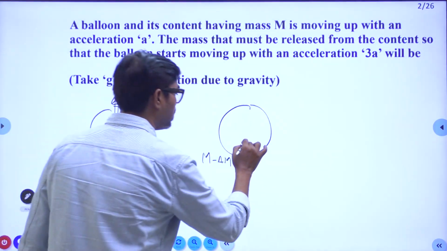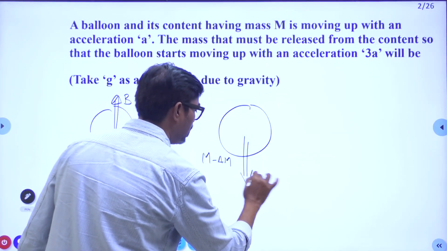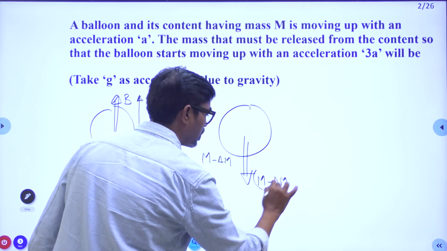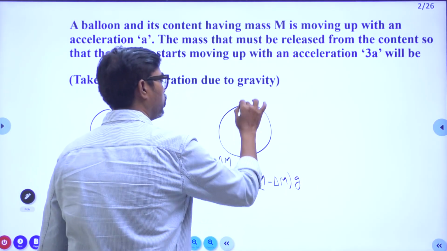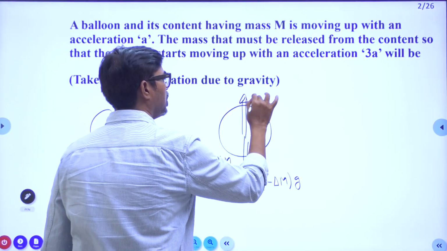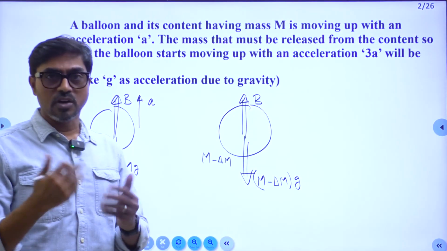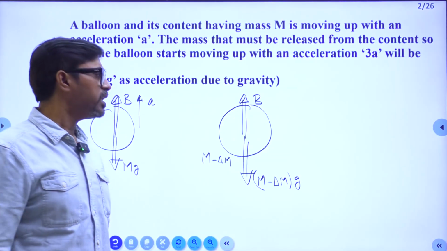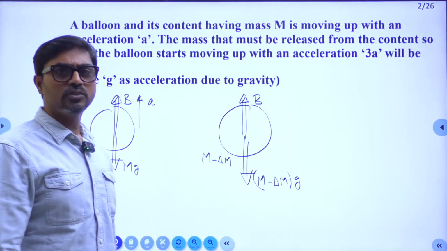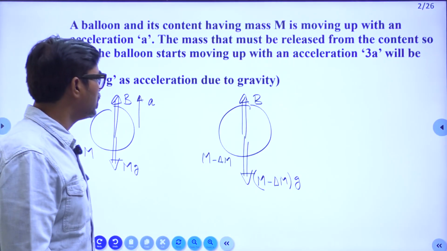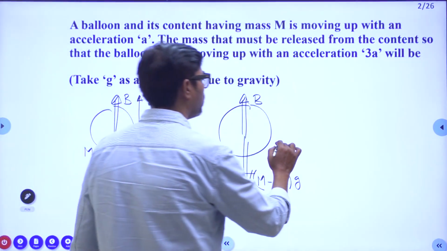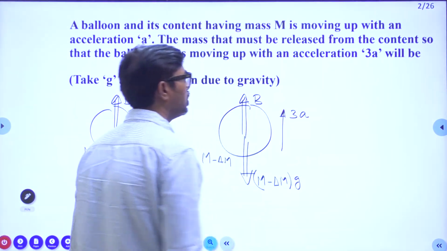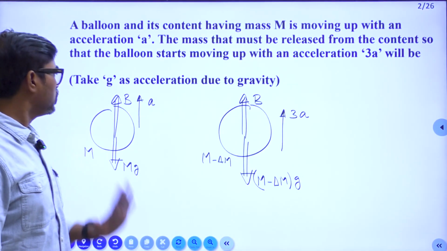Now if I write the forces acting on it, weight which is going to be reduced, and then you have force of buoyancy B, and I'm assuming that force of buoyancy is not going to change because the size of the balloon is not changing, just the contents have been taken out. Force of buoyancy depends on volume displaced. Now it is supposed to go up with an acceleration 3a. Then what is delta m? That's what he is asking.